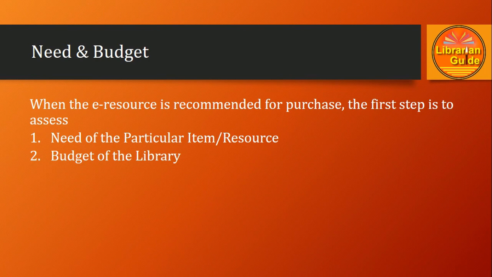There we ensure there is no duplication at our end, whether the item is already available or not. If the item is not available and is recommended by the faculty member or the authorized user who has the eligibility to recommend the resource, that enables us to decide, yes, there is a need of this item. Then we check the budget of the library, because we do not deal with only one item in the library; we deal with many resources, and there we also spend a huge amount of the budget to purchase or subscribe. So against the recommended item, we ensure that there is sufficient budget in order to procure that item.